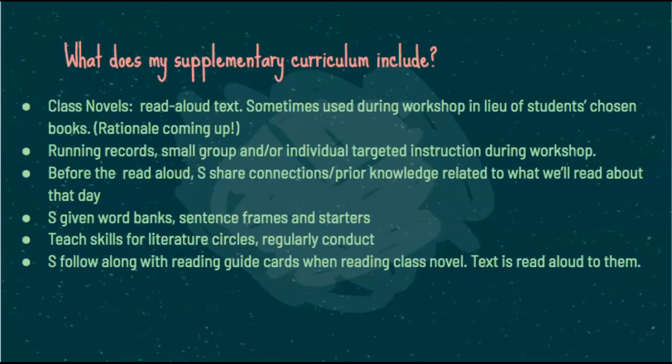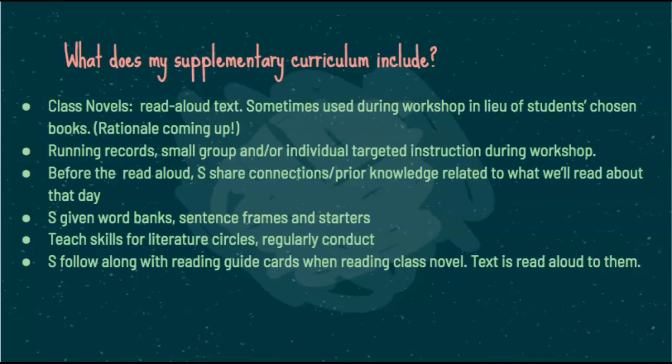In terms of my supplementary curriculum, I include a lot of different things that are not included in the Calkins curriculum. For example, we use different class novels as a read aloud text. Sometimes instead of having students choose their own independent books to read, we'll read together from the class novel that we're focusing on. I also do running records, small group and/or individual targeted instruction during the reading workshop. This is not something that's necessarily suggested within the Calkins curriculum, but it's something that I choose to do because of what my students need.